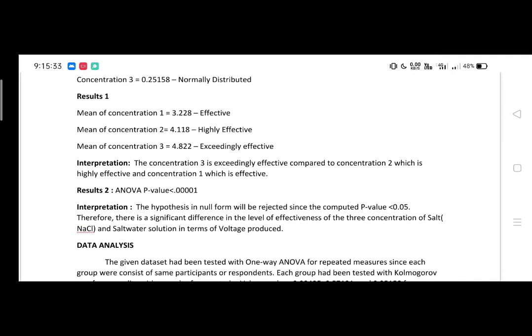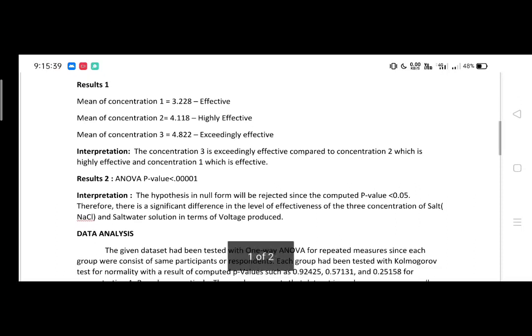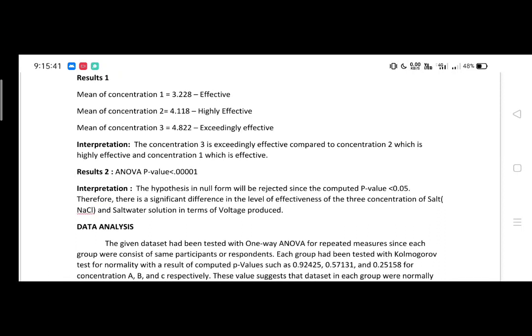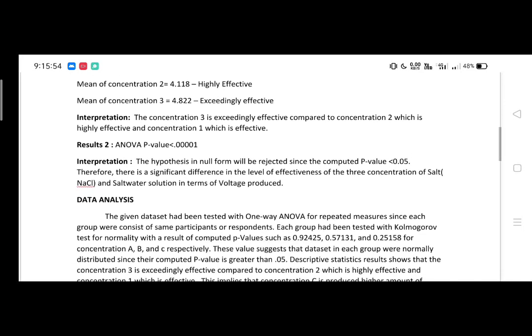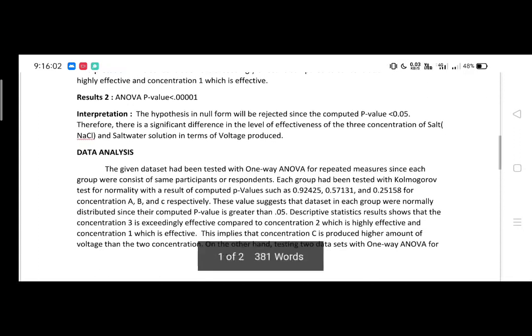Result number 2, the ANOVA p-value is less than 0.0001. The null hypothesis will be rejected since the computed p-value is less than 0.05. Therefore, there is a significant difference in the level of effectiveness of the three concentrations of salt, NaCl, and salt water solution in terms of voltage produced.